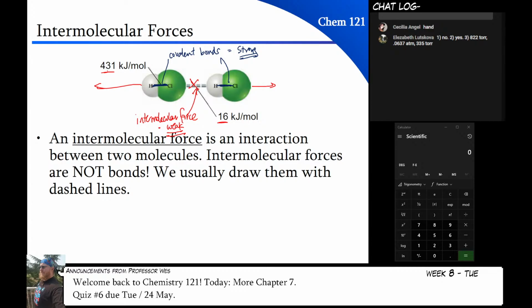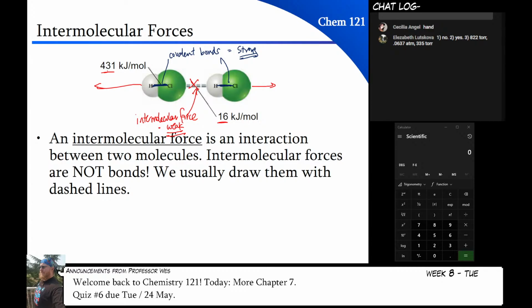Like if you had a piece of string, but it was frayed in one spot and you tugged on both ends, it would snap where the fray occurred. It's the same sort of principle here with these intermolecular forces. If I pull the molecules apart, I'm not going to snap the bond between the H and the Cl. I'm going to snap them between the molecules, where the intermolecular force is what's holding them.